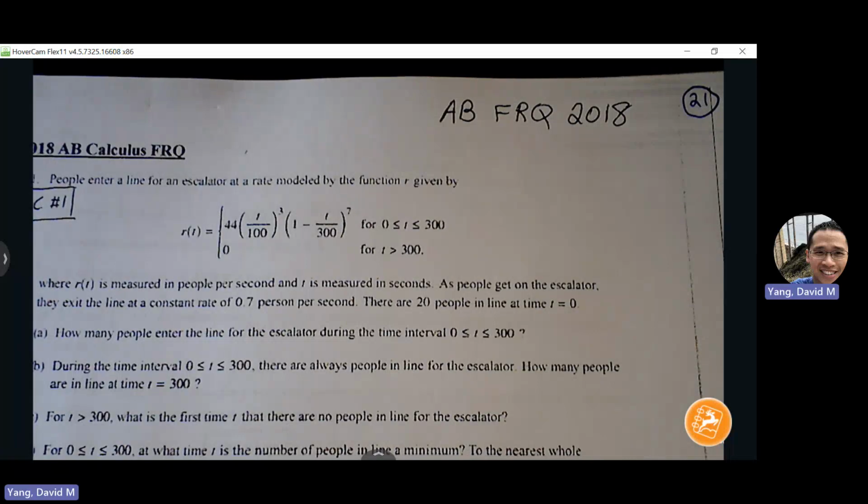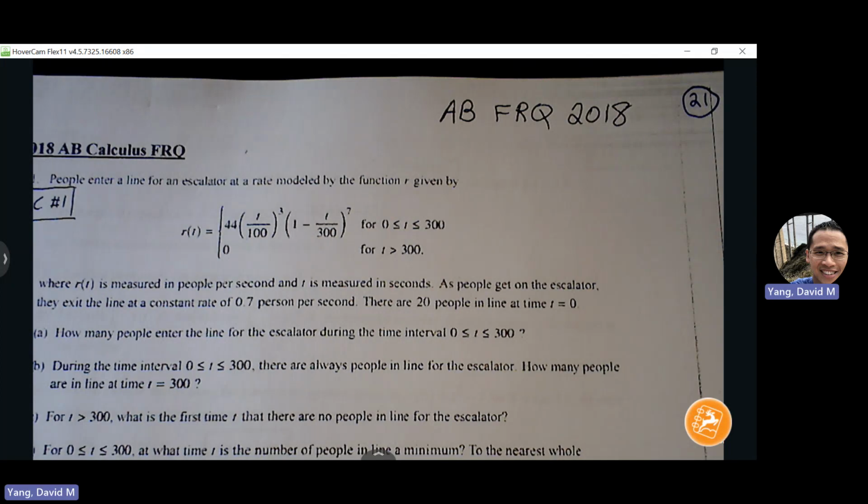Okay, people enter a line for an escalator at a rate modeled by the function given by R of t, where R of t is measured in people per second and t is measured in seconds. As people get on the escalator, they exit the line at a constant rate of 0.7 person per second. There are 20 people in line at time t equals 0. So part A, how many people enter the line for the escalator during the time interval from 0 to 300?